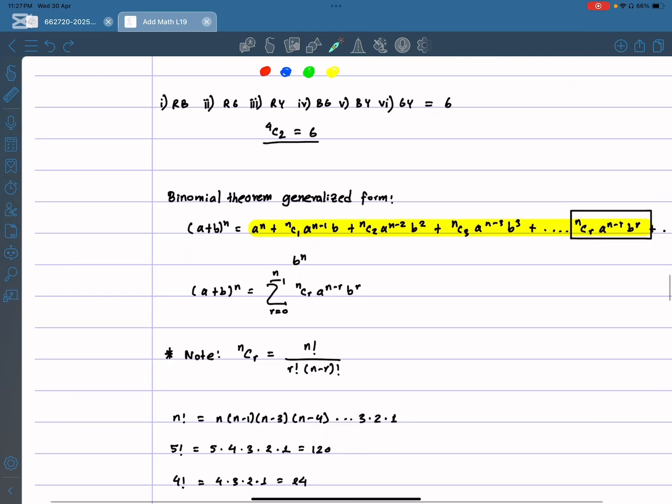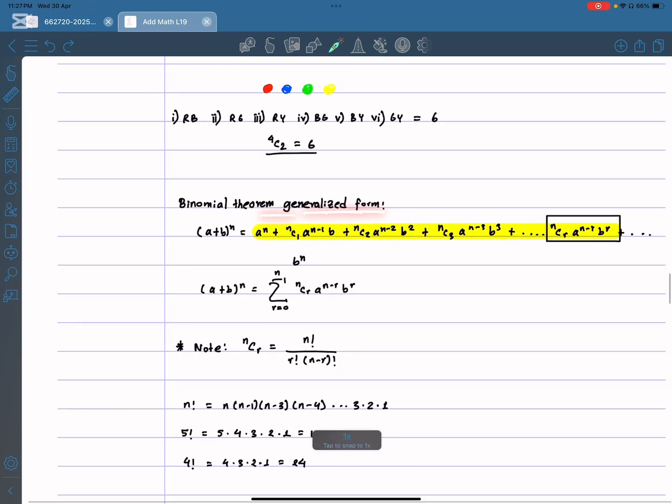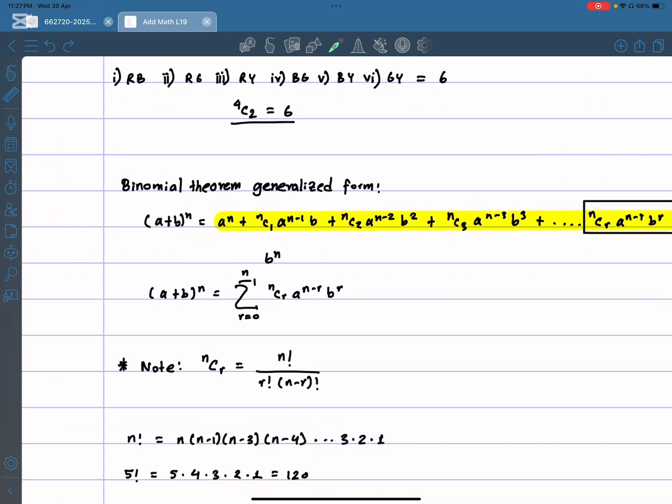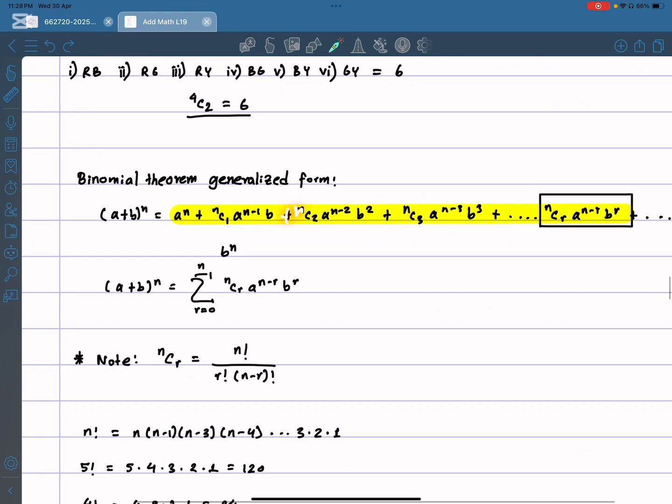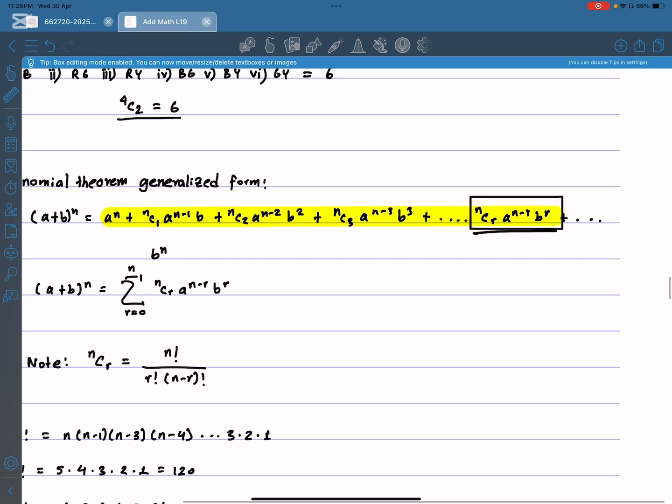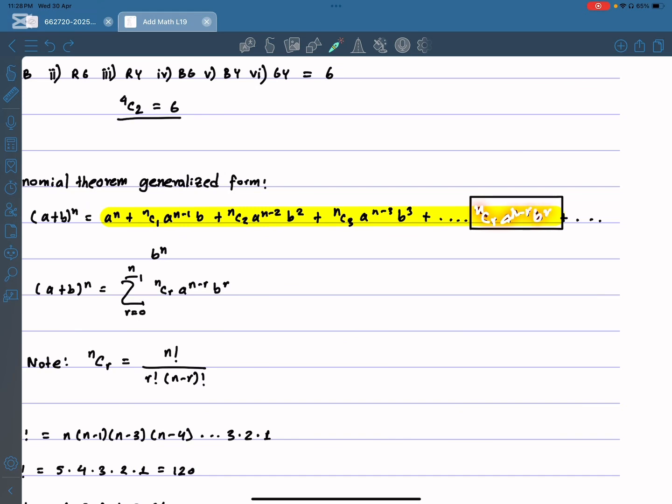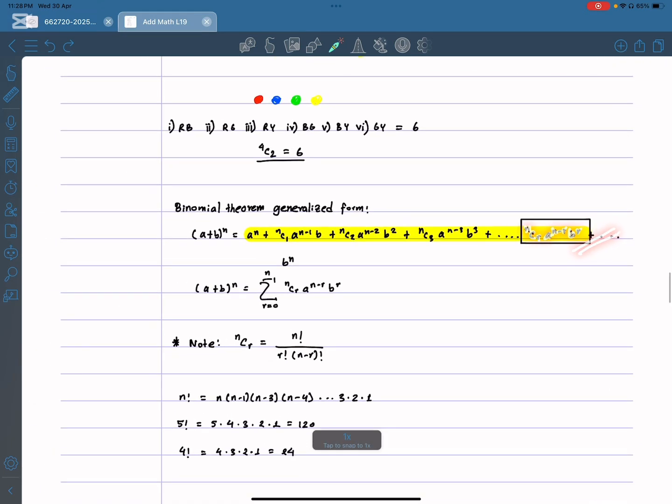Now let's come to the binomial theorem's generalized formula. The generalized formula for the binomial theorem of (a + b)^n is simply given by the first term raised to the highest power, then added with n choose 1, the first term raised to the n minus 1 power, and b raised to the first power, plus n choose 2, first term raised to the n minus 2 power, and b to the second power, all the way until we have the general term over here, n choose r, a to the n minus r, b to the r. This is the term that you need to remember for your exam.